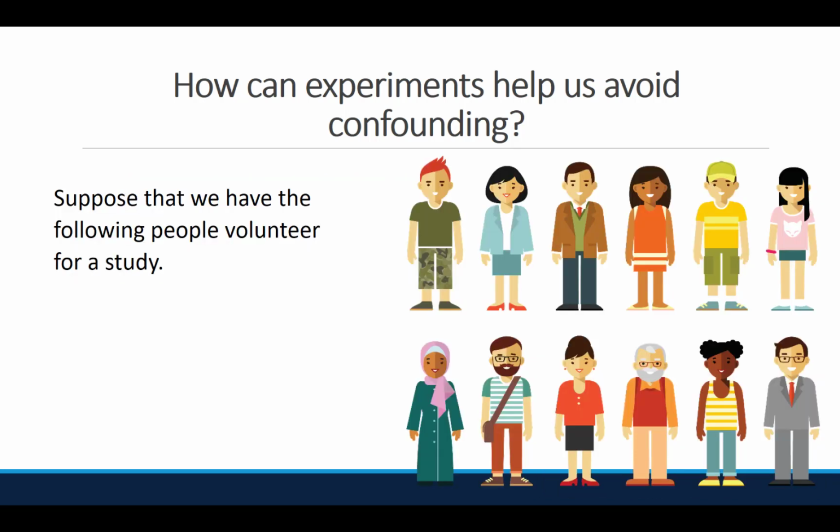Suppose that we have the following people volunteer for a study. In the study, we would like to compare aspirin to Tylenol to see which drug alleviates a headache more quickly. Notice that the two treatments are aspirin and Tylenol. Our first step is to assign each person to one of two groups randomly. We can do this by assigning each person a number 1 to 12 and using a random number generator to select 6 numbers to place in group 1.